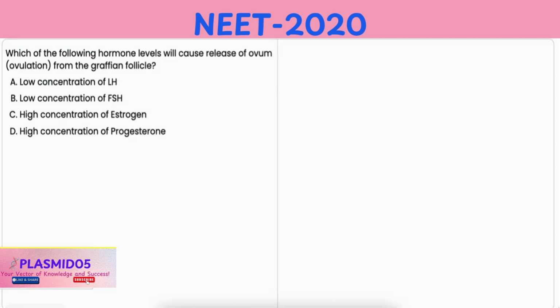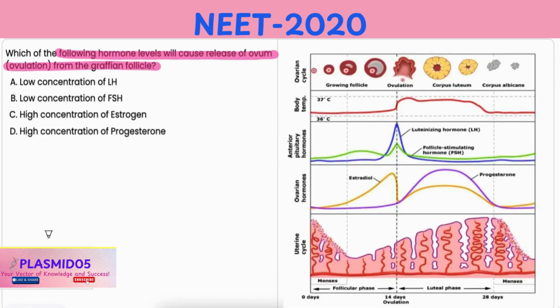In this question, you have to identify which of the given hormone levels will cause release of ovum, that is ovulation, from the Graafian follicle. Option A, low concentration of LH. This is incorrect. A surge of luteinizing hormone, that is LH, and not its low concentration, triggers ovulation.